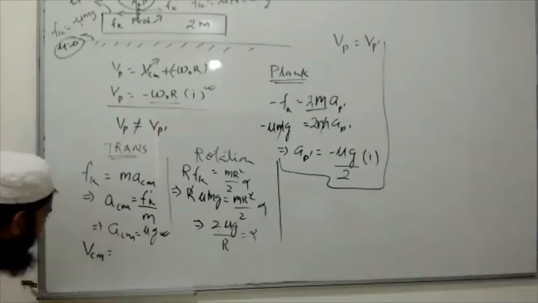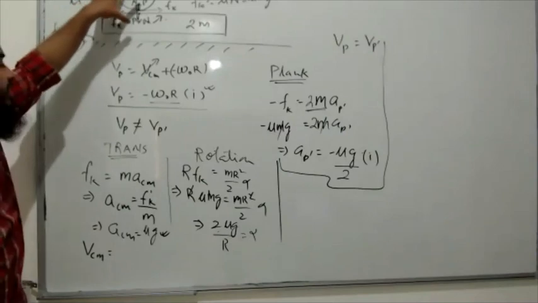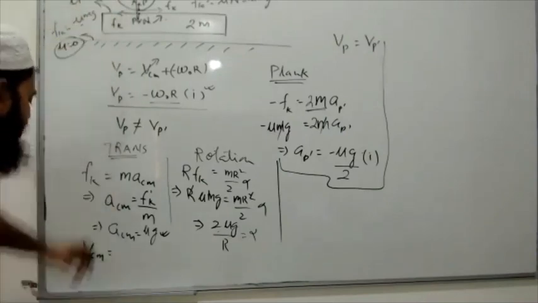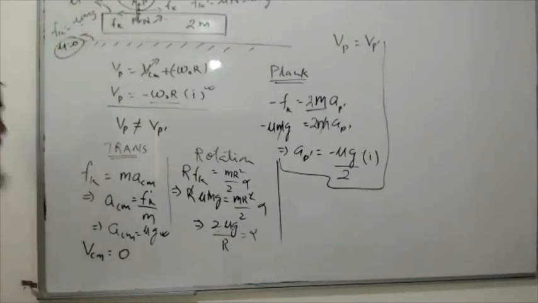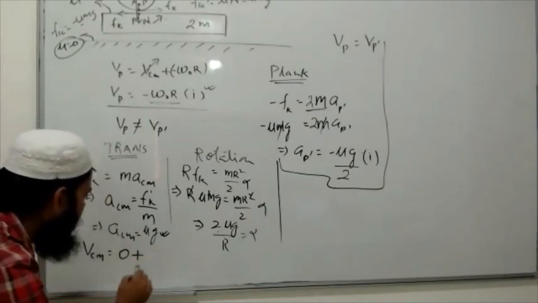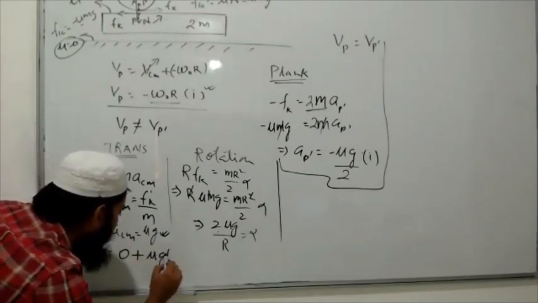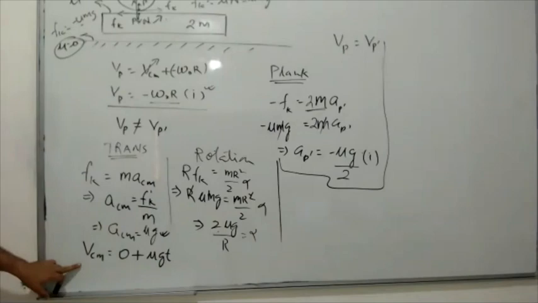See, after time t, VCM, the final velocity of the center of mass, will be equal to what? Initial translational velocity is 0. Plus ACM into t, so mu g t. This is the velocity of the center of mass.